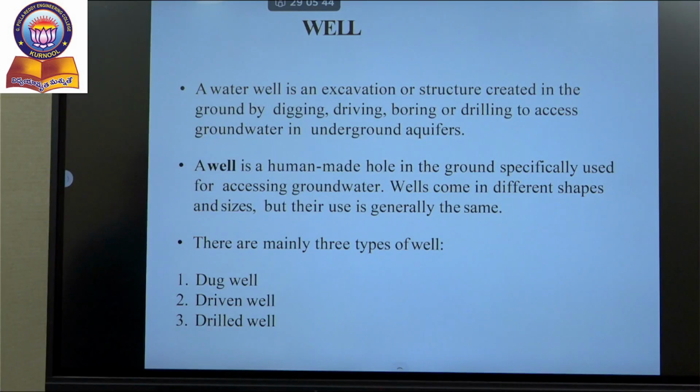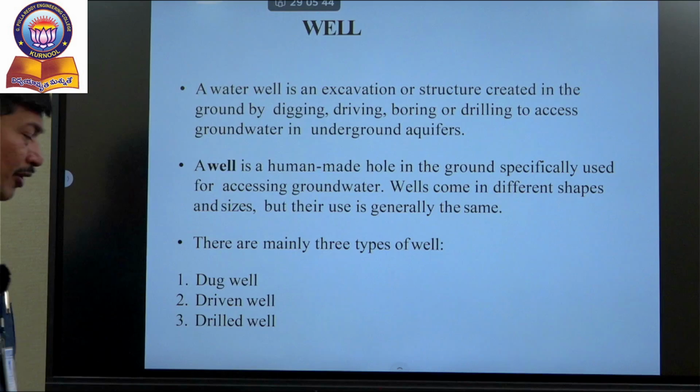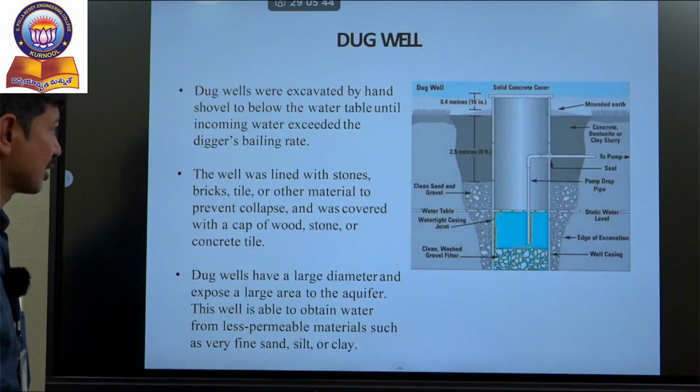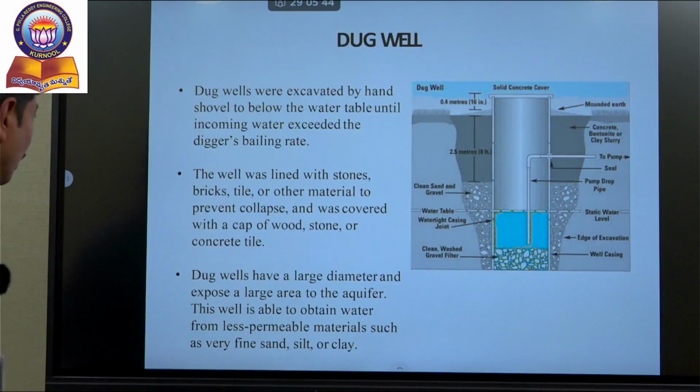A well is an excavation in the earth made by digging, driving, or boring to access groundwater in an underground aquifer. A well is a human-made hole in the ground specially used for accessing groundwater. Wells come in different shapes and sizes, but their use is generally the same. They are the dug well, driven well, and drilled well, or simply the open well and the tube well.